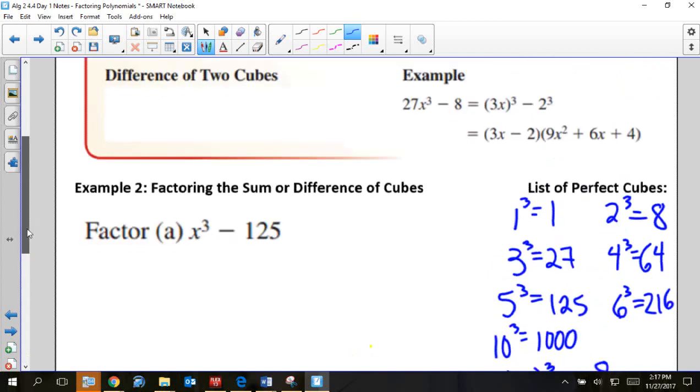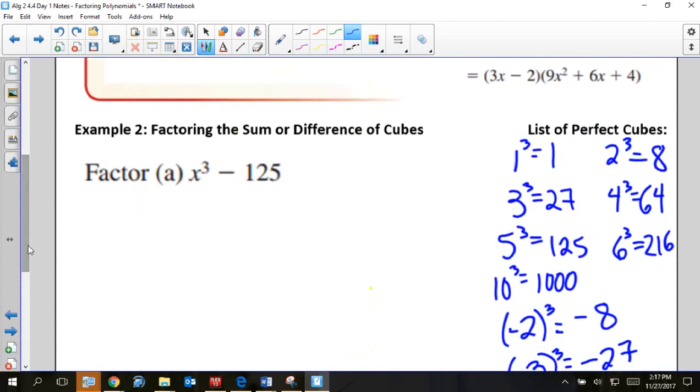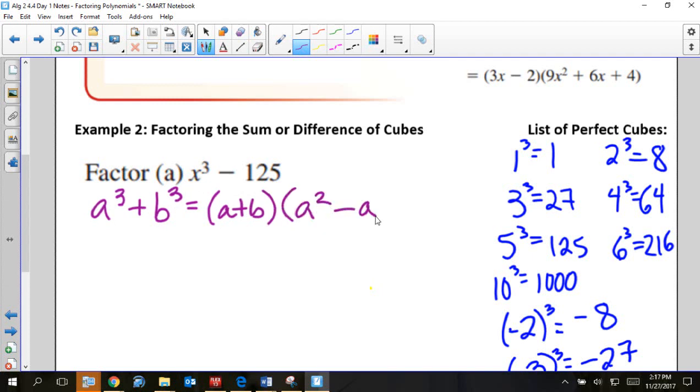To do an example, I'm going to write down the formula every time until it is so memorized in my brain I don't have to write it down anymore. I would highly suggest you write down the formula too. Underneath this, I'm going to write down the formula. The formula is a cubed plus b cubed equals, parenthesis, a plus b, close parenthesis, open parenthesis, a squared minus ab plus b squared. That's the formula for factoring cubes.